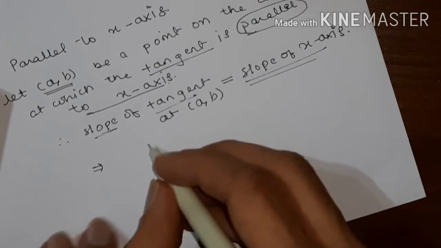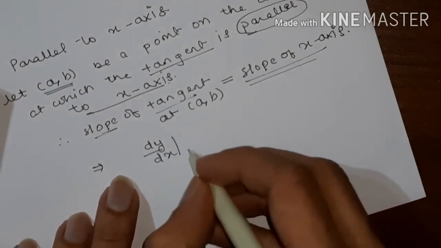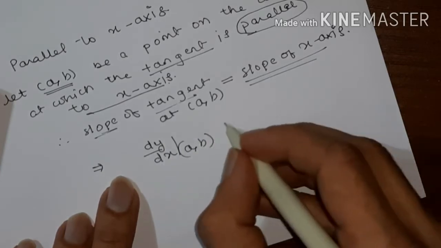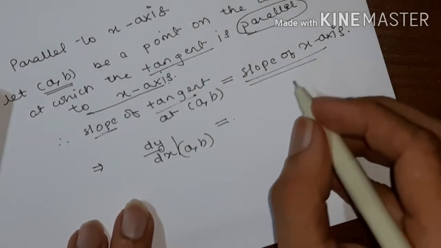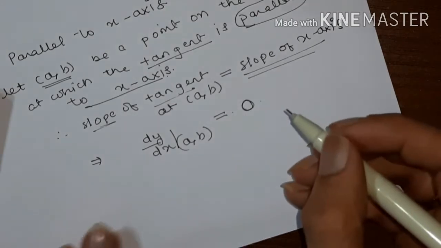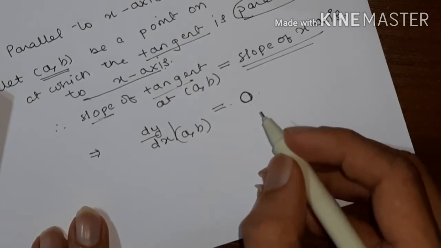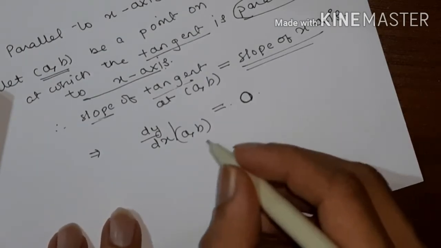So then what you'll get here? Slope of tangent at a comma b is nothing but dy by dx at the point a comma b, which is equal to slope of the x-axis. What is the slope of the x-axis? It is 0, right? Slope of x-axis is always 0, it is a horizontal line, so the slope is 0.